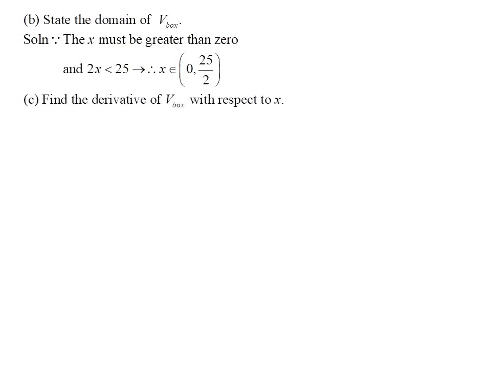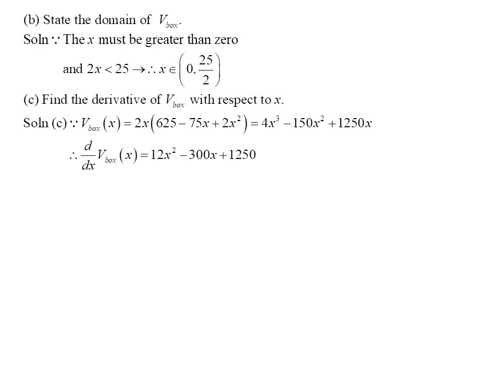Part C is to find the derivative of VBox with respect to x. VBox can be written as 4x cubed minus 150x squared plus 1250x after expanding the factorized form in part A. So the derivative of VBox with respect to x equals 12x squared minus 300x plus 1250.